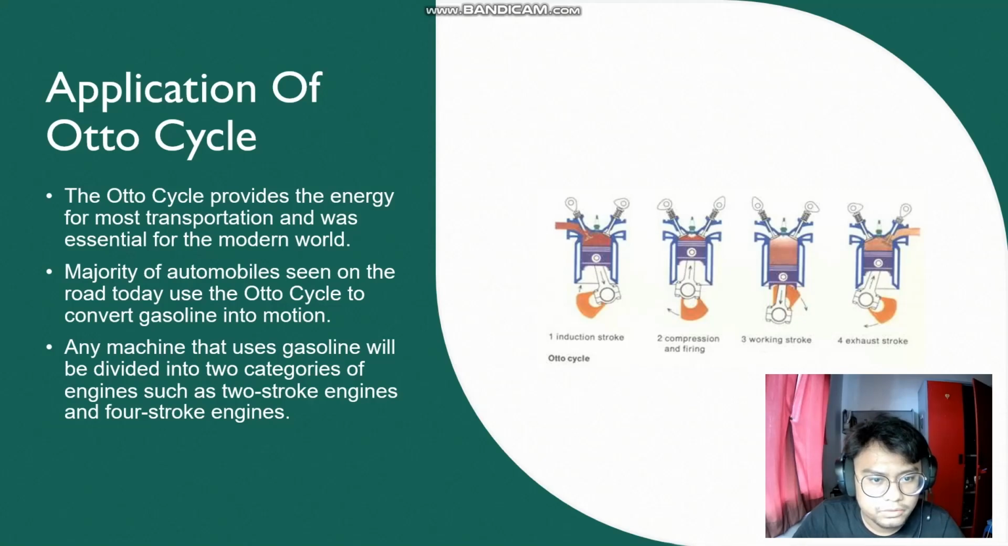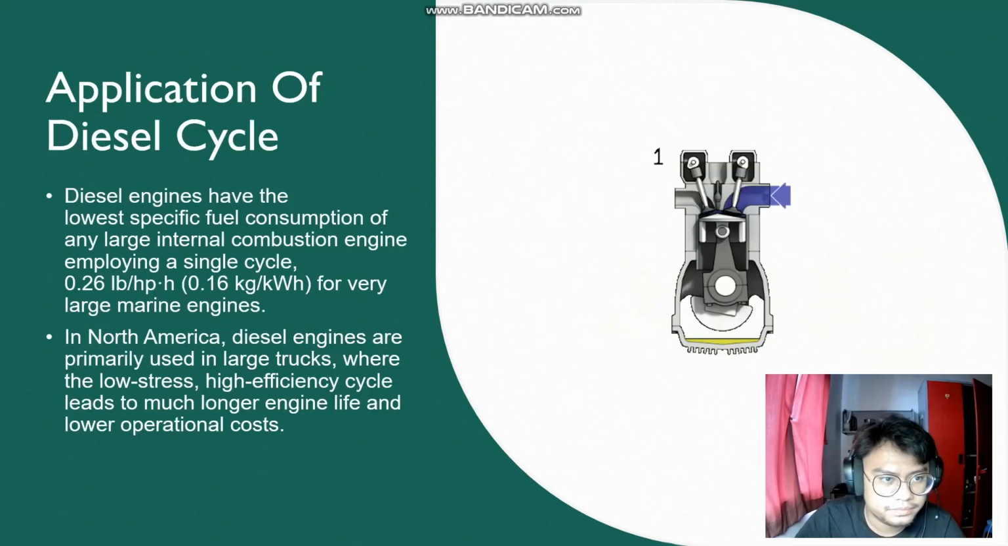The application of Otto cycle. The Otto cycle provides the energy for most transportation and was essential for the modern world. Any machine that uses gasoline will be divided into two categories of engines, such as two-stroke engines and four-stroke engines.